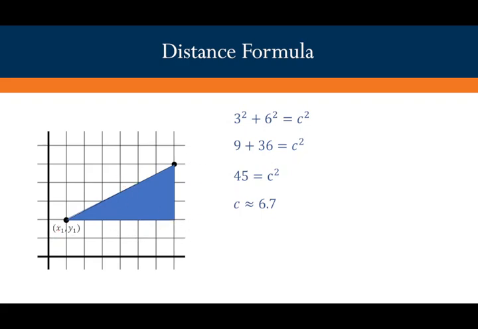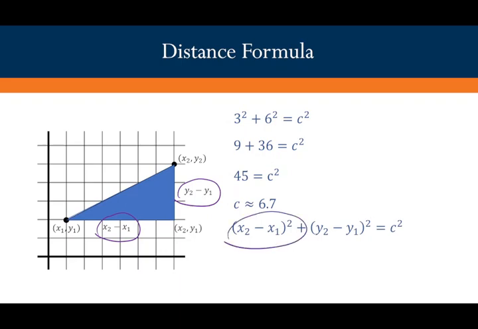So if we generically think about a point x1, y1, and the other point as x2, y2, then the horizontal distance is just the difference of the two x parts of the coordinates, and the vertical distance is just the difference of the y parts of the coordinates. And so to get c squared, we're going to take the horizontal distance. We could call that a if you want. That distance is a. The vertical distance, we could call that b if you want.